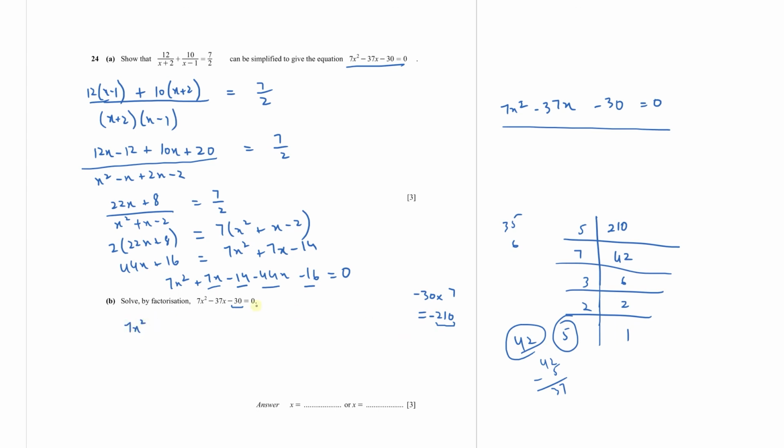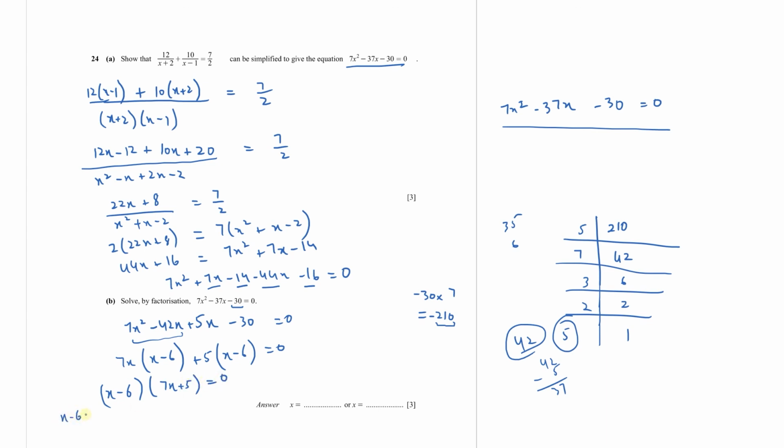So yes, I can use these two values, 42 and 5. So 7x squared, since this is negative 37x, I will write minus 42x plus 5x. So I'm subtracting the two because the signs are opposite, and I'm getting minus 37. And if I multiply the two, I get minus 210. So minus 30 as it is equals 0. Now I can take 7x common from these two. I will be left with x minus 6. Plus I can take 5 common here. I'll be left with x minus 6 equals 0. So x minus 6 times 7x plus 5 equals 0.